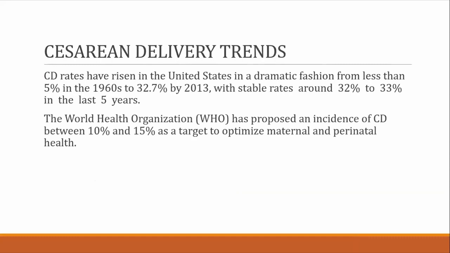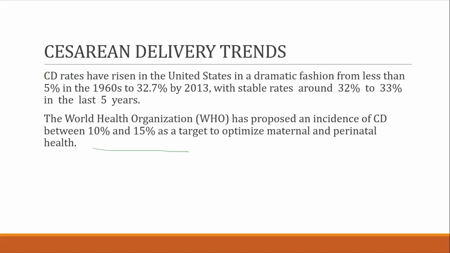And the rate of cesarean section has been increasing in the past years. You can see the data from 5% to 33%, and now it's around 60%. But this 5% is from very early times in the 1960s, while currently it's around 32%, and for the last 5 years it's even above 33%. So that's why the WHO has proposed an incidence of cesarean delivery between 10 to 15% as a target to optimize maternal and perinatal health.